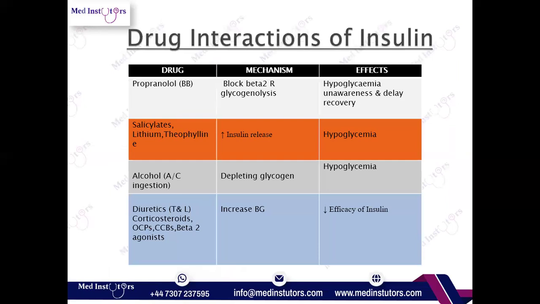Drug interactions of insulin are also important. We have to remember that elderly patients may have multiple drugs for different conditions along with insulin. If they are taking propranolol, which is a beta blocker, it can result in unawareness of the hypoglycemic symptoms, and the patient may not have the symptoms because of the beta blocking property, which can result in delayed recovery from the hypoglycemia. The patient may not have the classical features of hypoglycemia, which may prevent them from taking glucose at the correct time.